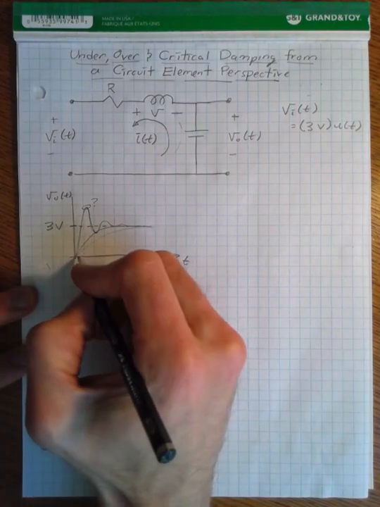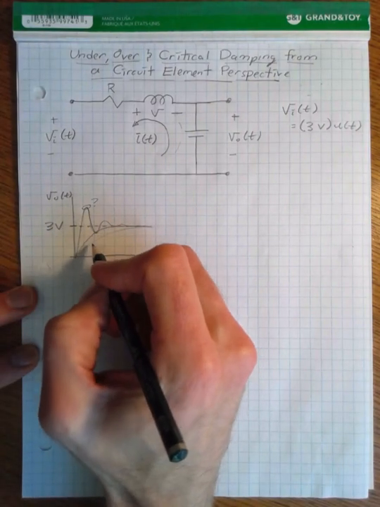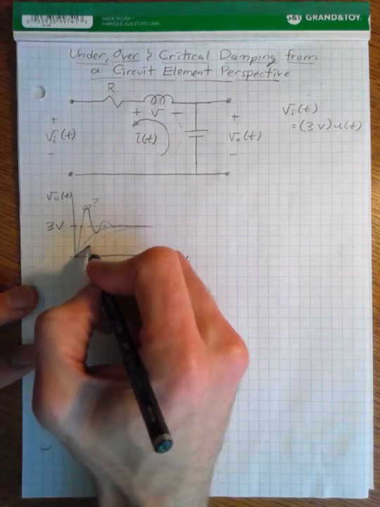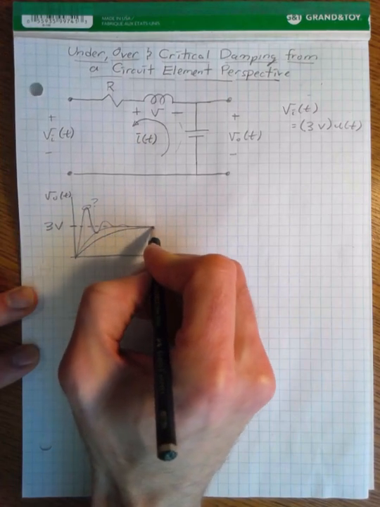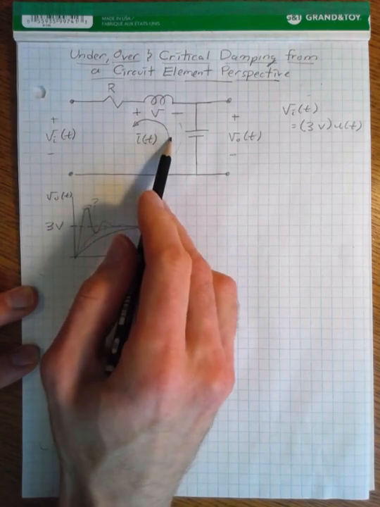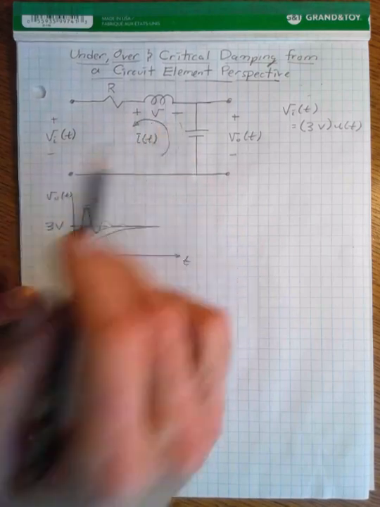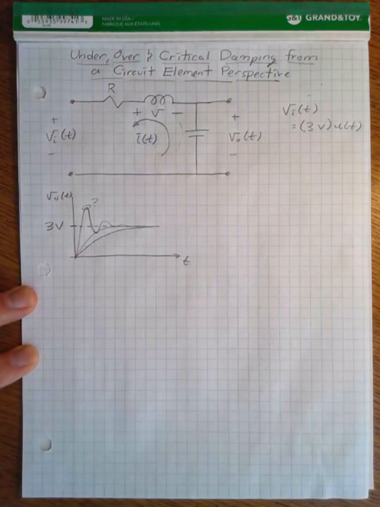But let's now talk about the overdamped case, right? So we talked about the underdamped case. We know why there's oscillations. Why are there not oscillations in the overdamped case? Because surely the inductor is going to want to keep the current flowing, so how come it doesn't always bounce back and forth between the capacitor and the inductor?